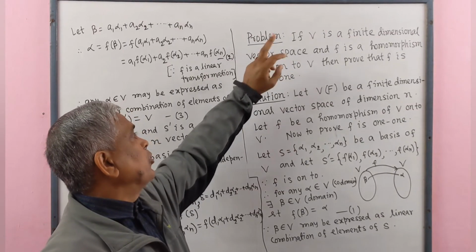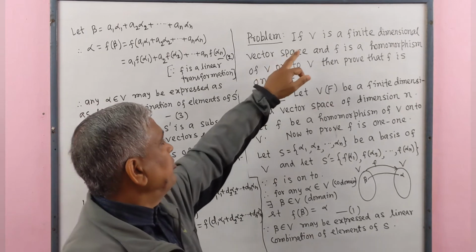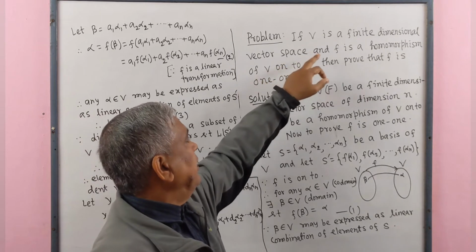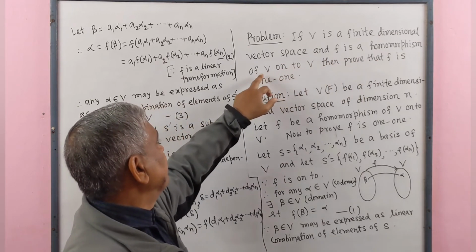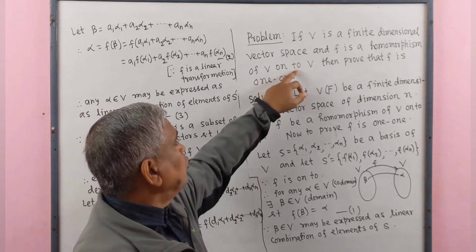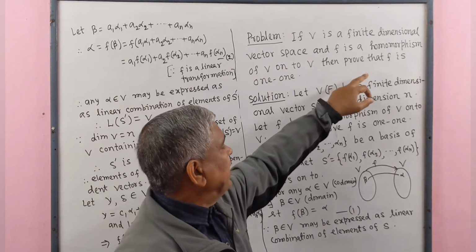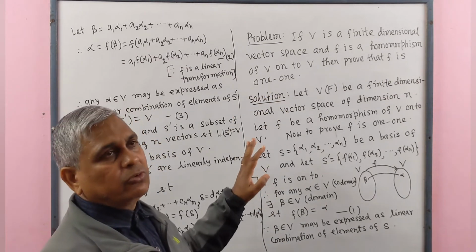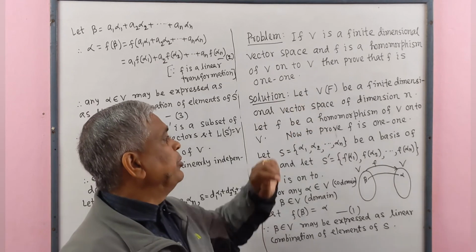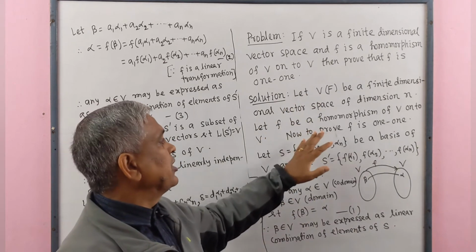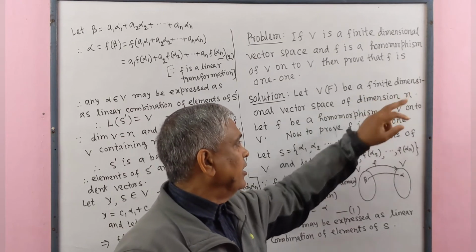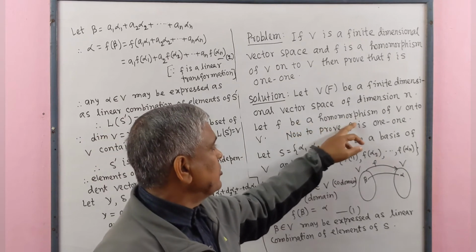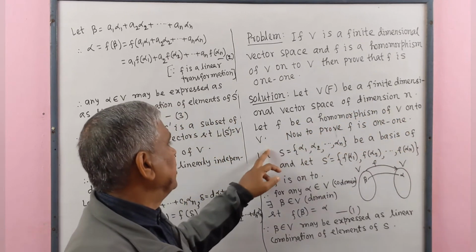Now we solve the next problem. Problem is, if V is a finite dimensional vector space and F is a homomorphism of V onto V, then prove that F is 1-1. Now we solve this. Solution. Let V be a finite dimensional vector space of dimension n. Let F be a homomorphism of V onto V.